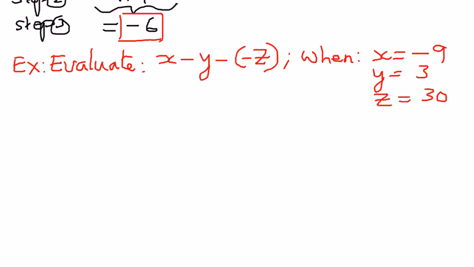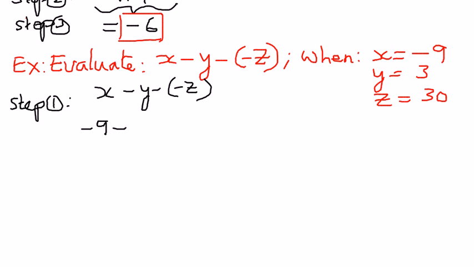So as the solution, as the first step, we're going to write the expression as is, x minus y minus of minus z, and then we go to substitute the values of x, y, and z which are given to us. The value of x takes on negative 9, like that, minus the value of y takes on a value of 3, and then minus of the value of z. The value of z takes on the value of 30. So we write it that way.